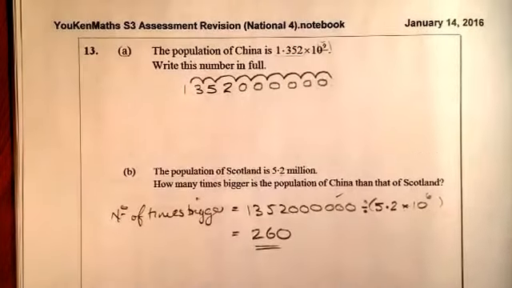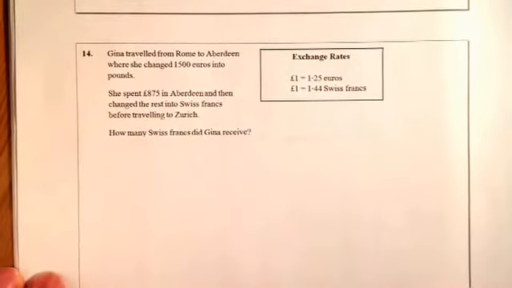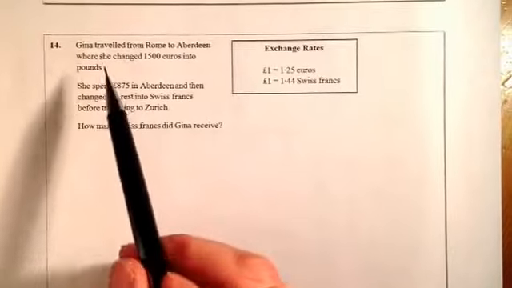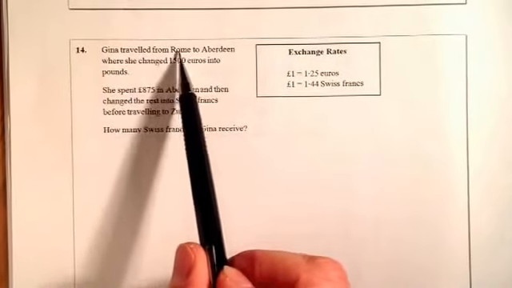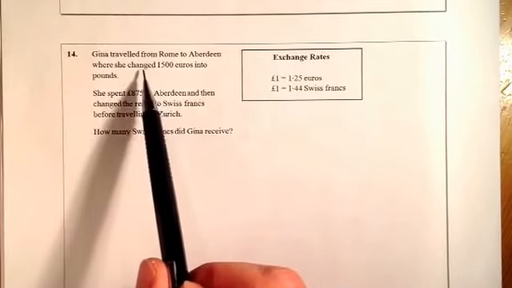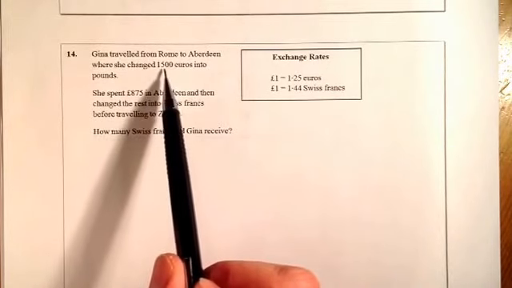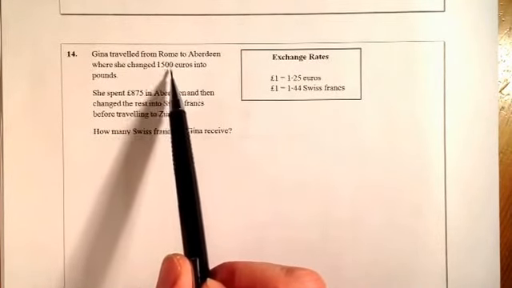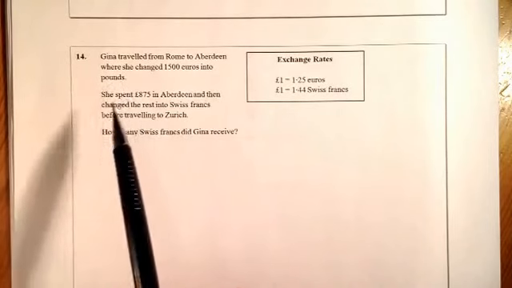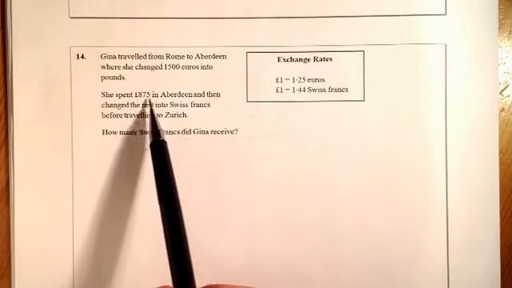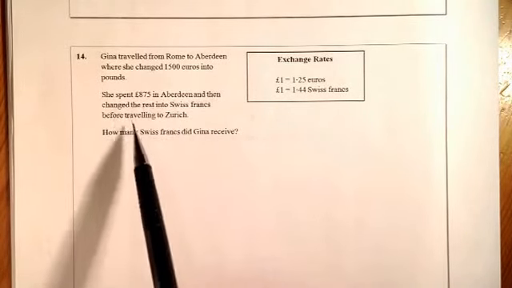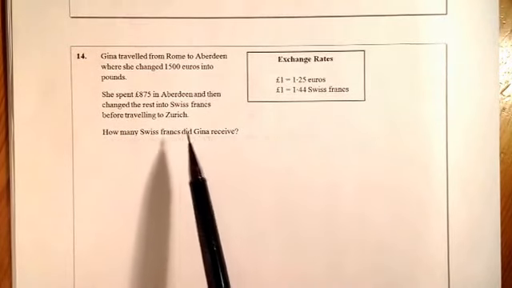Let's go on to question number 14. Question 14. Gina travelled from Rome to Aberdeen, where she exchanged some money. It was €1,500 into pounds. She spent £875 in Aberdeen, and then changed the rest into Swiss francs before travelling to Zurich.